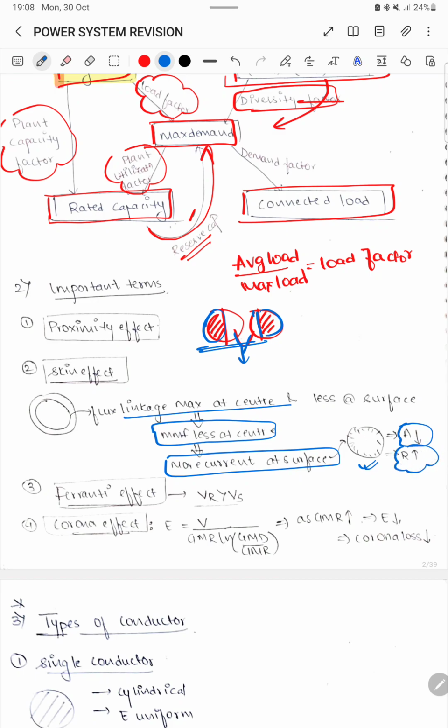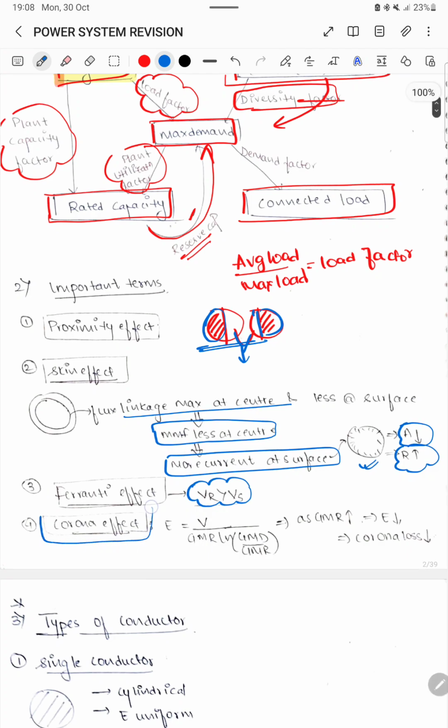Fine, that's the whole point. Then comes Ferranti effect. Ferranti effect we would see in case of short and medium transmission lines when the receiving end is at no load or particularly light load. In that case, receiving end voltage becomes greater than sending end voltage. That is what we call Ferranti effect.